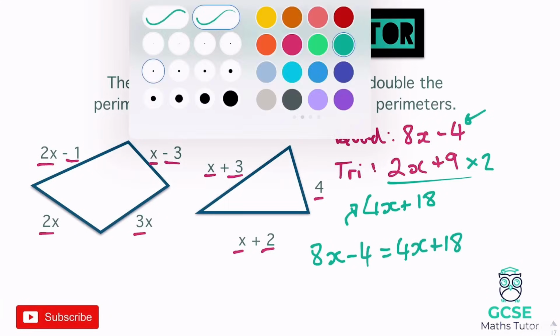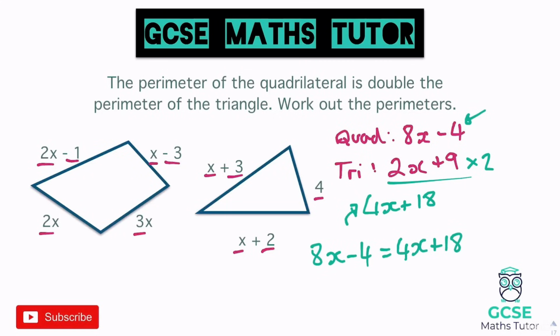We can now just solve that like an equation, so we can get rid of the smaller x from both sides, so minus the 4x. So over here we have 4x, so we have 4x minus 4 equals 18. We can now add 4 to both sides, so get rid of this minus 4, so plus 4. And we get 4x equals 22.